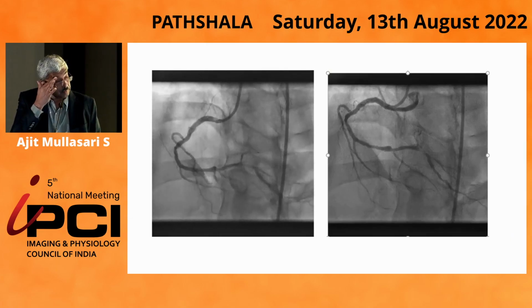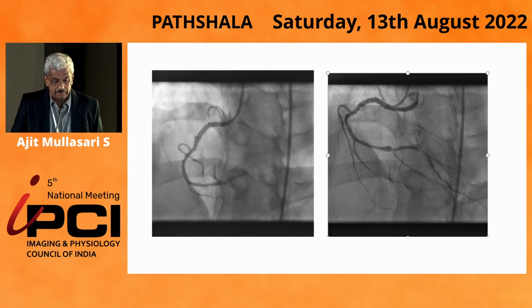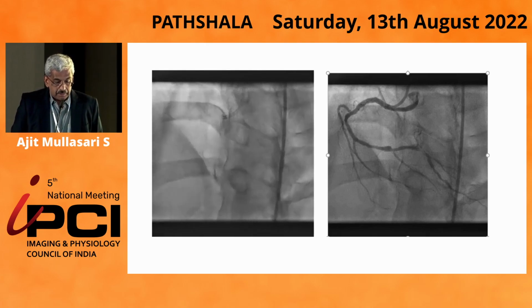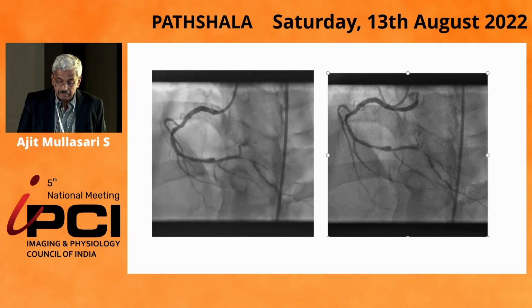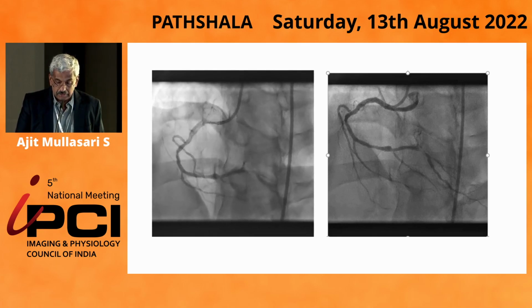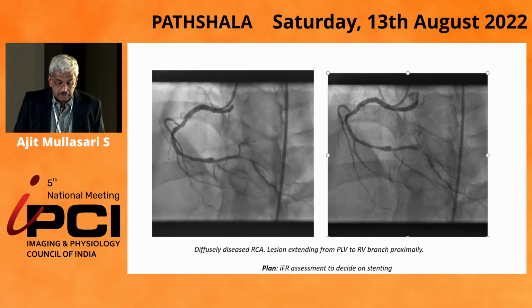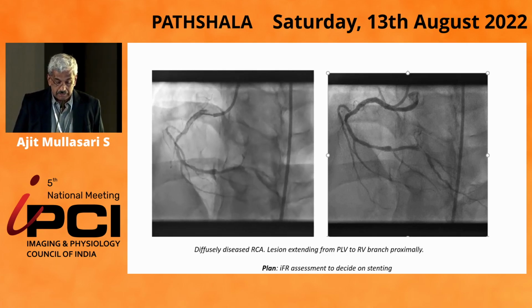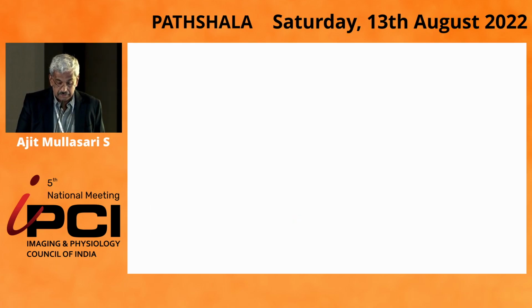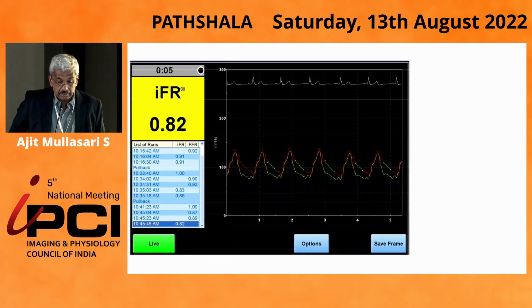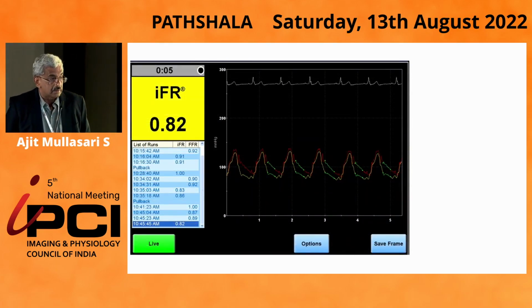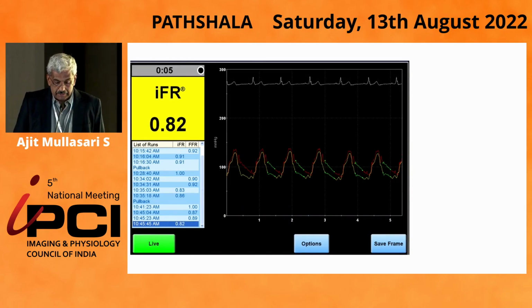So the case part which we're going to discuss now is this right. So here's the right, multiple lesions in the right, and you can see a tight lesion which is in the distal PLV to the right ventricle branch, and a very, very proximal lesion. So we decided to check the iFR, and this is the iFR. So the iFR over the vessel is 0.82, and so it's significant.